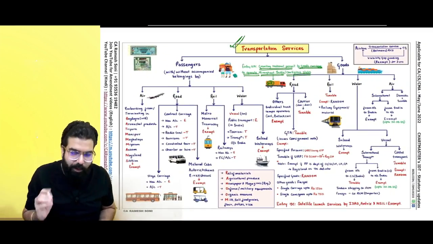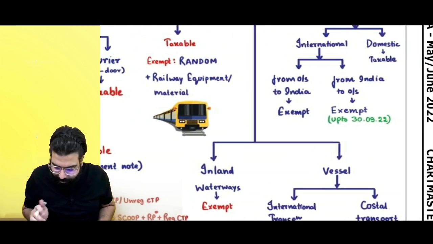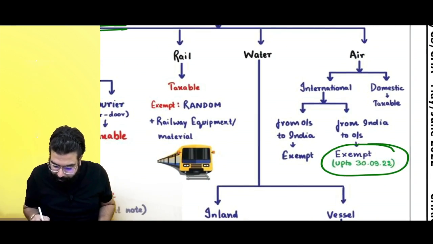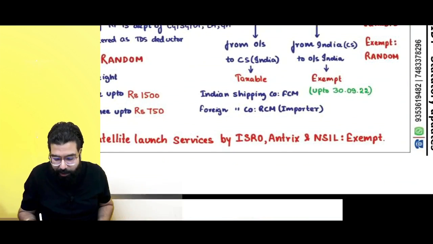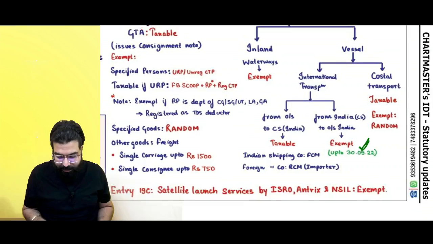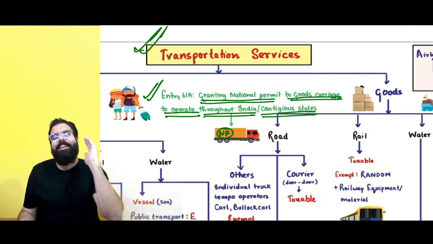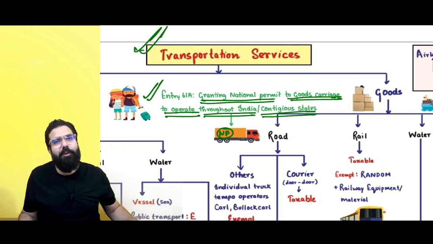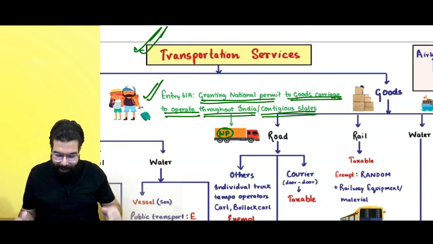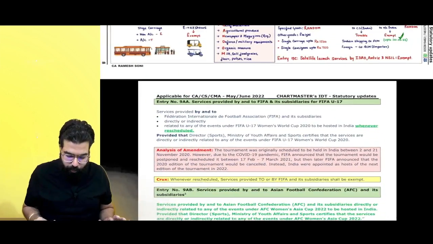So this is the transportation chart. Where is the amendment? If you have the chart book version 2, these are the changes you can make. Here it was exempt till 30th September 2021, now exemption till 30th September 2022. Here exemption was till 30th September 2021, now exempted till 30th September 2022. And entry number 61A is inserted, saying that when a national permit is granted to a goods carrier to operate throughout India or in contiguous states, there will be no GST. Yes, sir, point is clear. These are the three changes in the transportation chart.